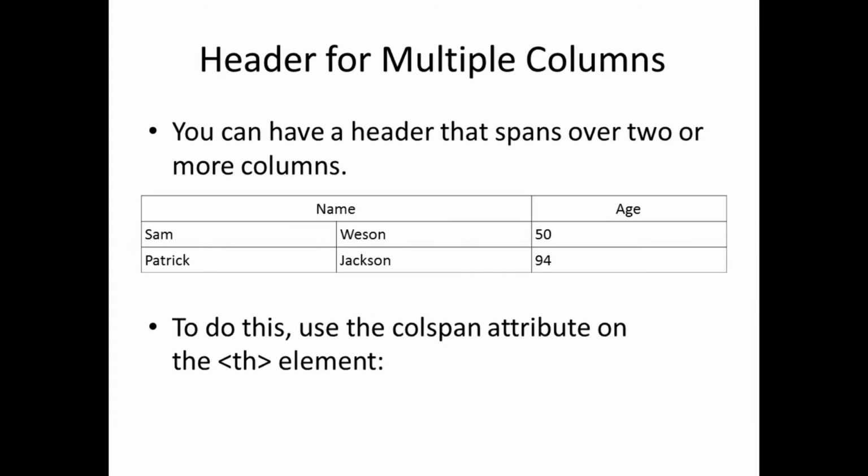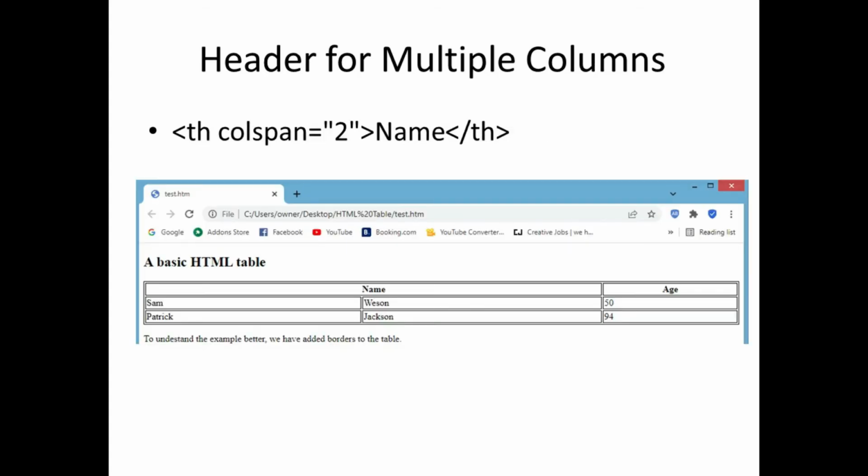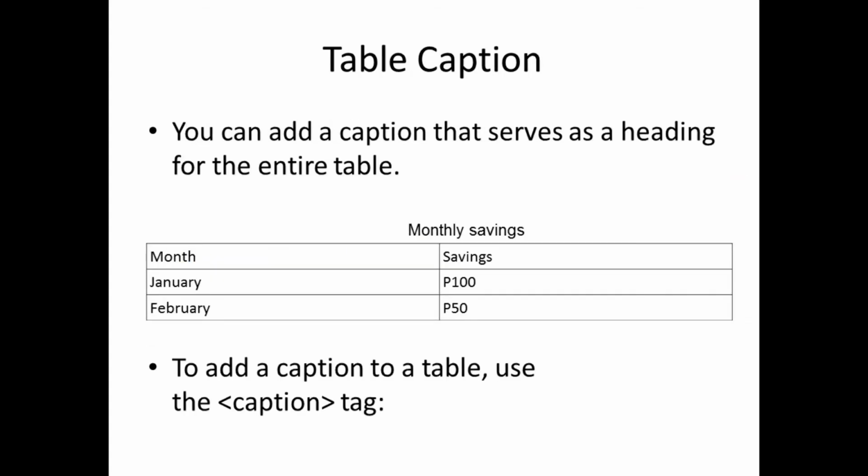Header for multiple columns. You can have a header that spans over 2 or more columns. To do this, use the colspan attribute on the th element. Table caption. You can add a caption that serves as a heading for the entire table.